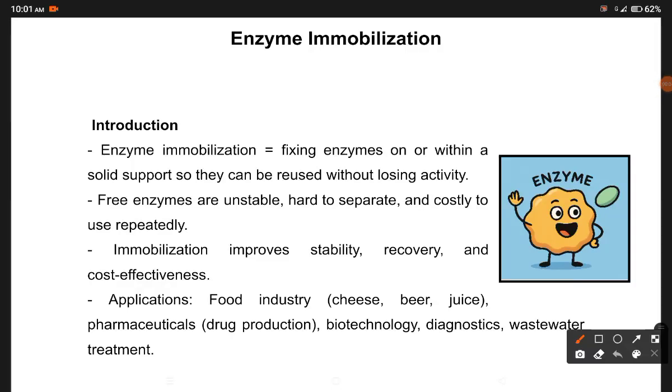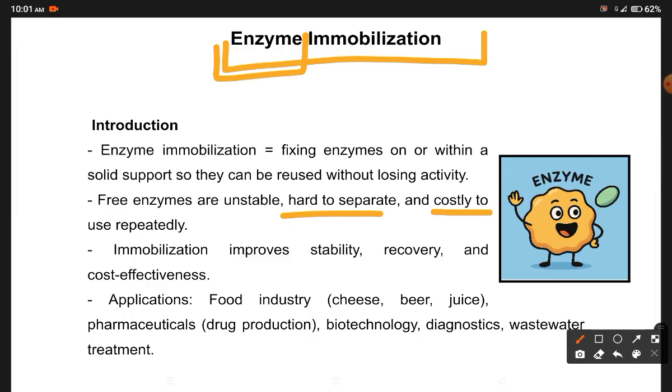Hello guys, in this video we are going to see about enzyme immobilization techniques. First, let's understand the word enzyme. Enzyme is a biocatalyst. That means they are special proteins which speed up chemical reactions in living systems, and we use all these enzymes in many industries. But sometimes these free enzymes are unstable, they are hard to separate, and they are very costly. And that's where the technique of immobilization comes in.